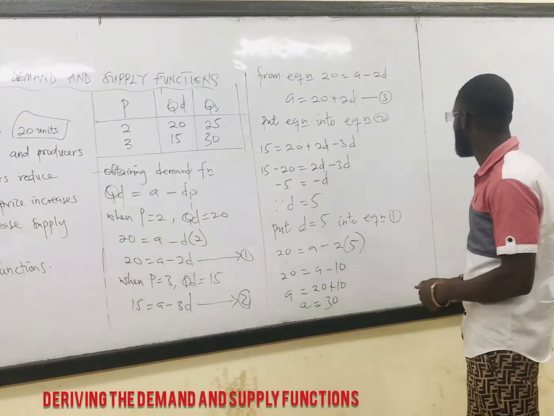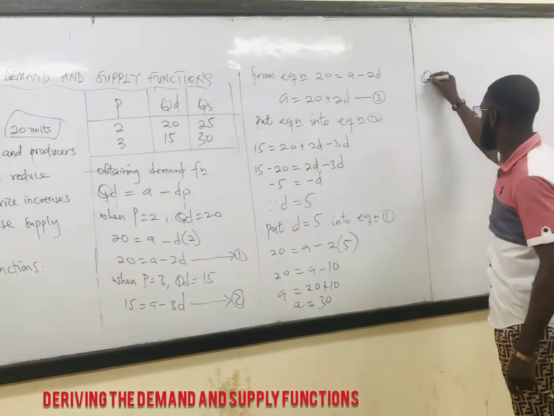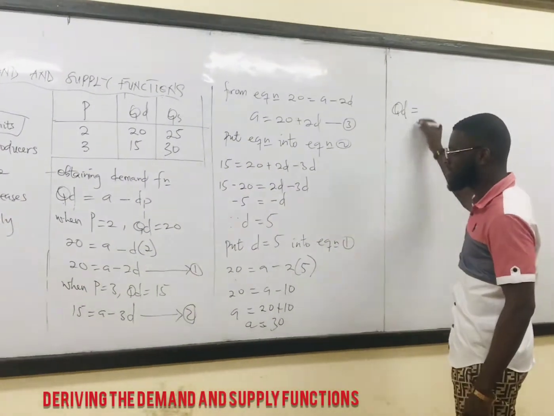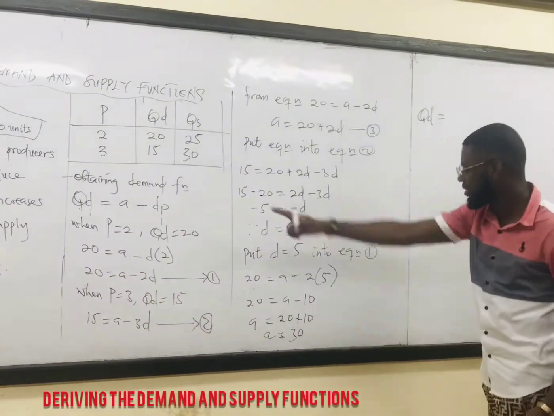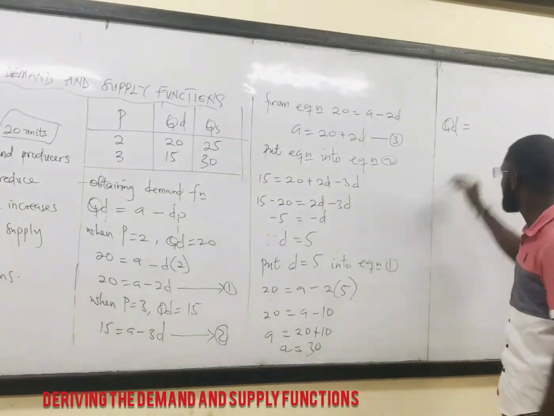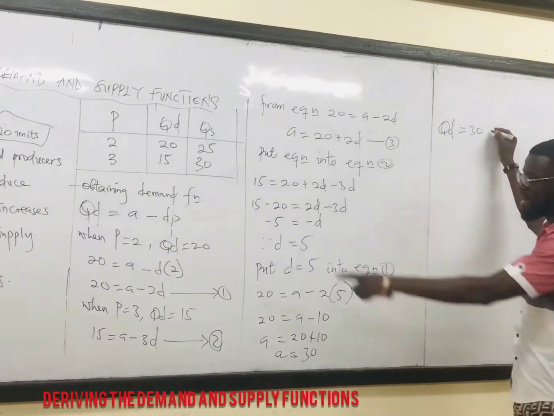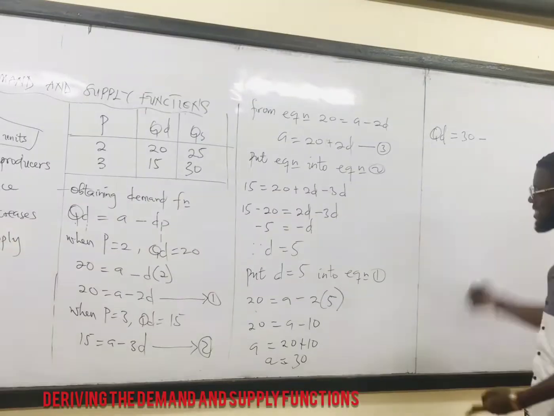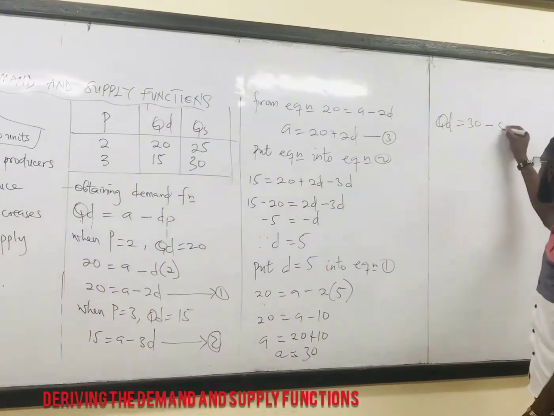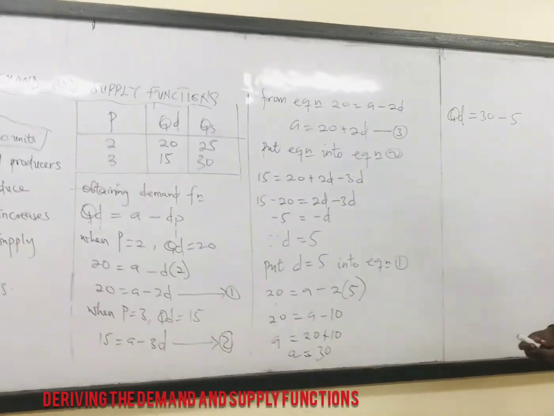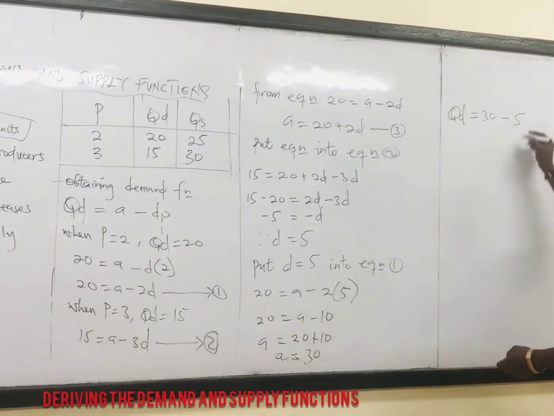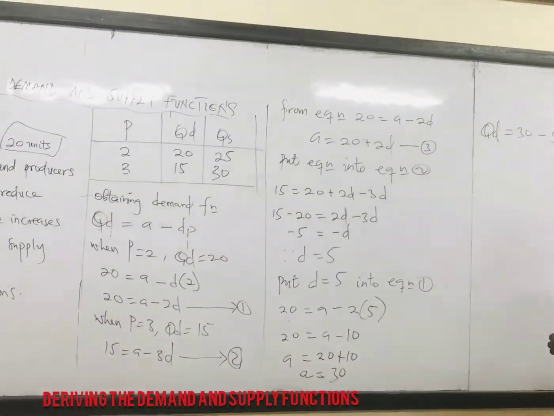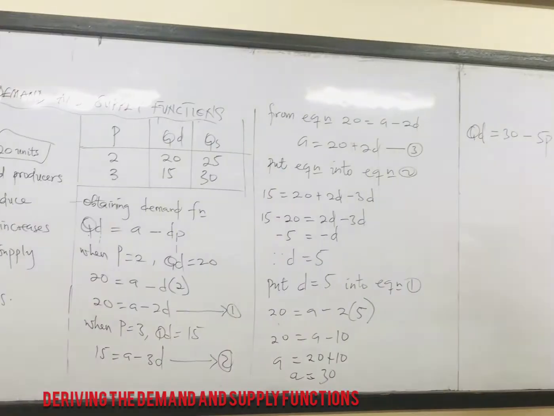So our demand function is going to give us quantity demanded equals the A, which is supposed to be what? 30. Then minus D. D is 5. And then the price is there, so you bring your price P. And that will give us a quantity demanded function.